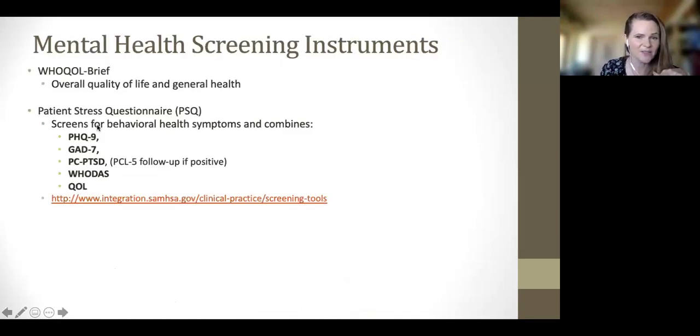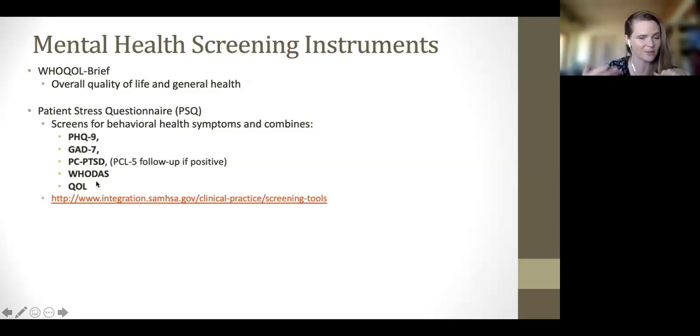In terms of mental health screening instruments, some of the most common ones, there's the World Health Organization's quality of life inventory, and that's a really nice big picture kind of snapshot of the overall quality of life and general health. Then the PSQ, the Patient Stress Questionnaire, that integrates some of the most common screens for behavioral health symptoms. So that's a combination of the PHQ-9, which we use for screening for depression, GAD-7 for anxiety, PC-PTSD for patients with a trauma history. And then the WHODAS, I think, is the World Health Organization's disability assessment schedule. And then again, the quality of life.